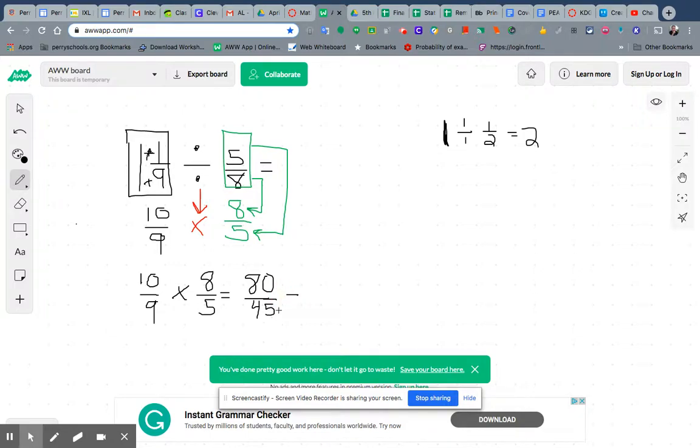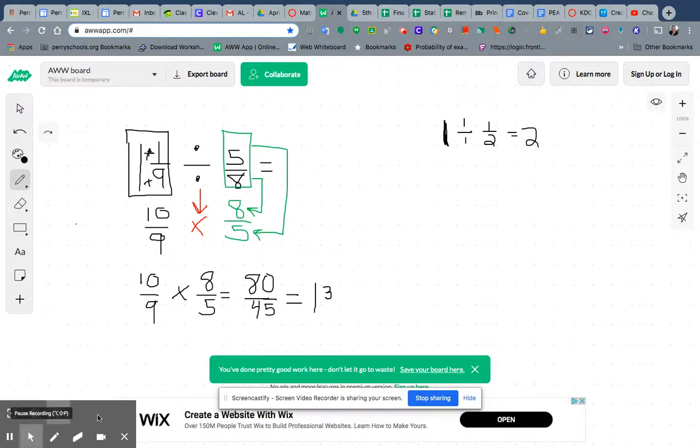So mentally, I'm just going to say, okay, 80 divided by 45, the answer will be 1, and I will have a remainder of 35. Is that right? And I'm going to go ahead and write 35 over 40, but I'm going to check it out using division. I believe that's right, though.